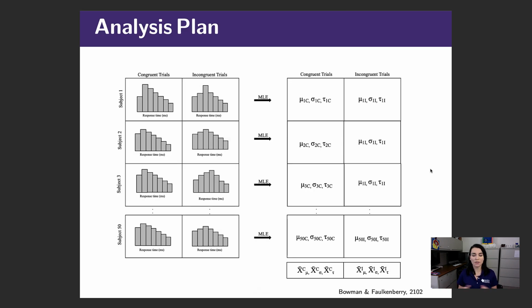So first, I took all of the data and I separated it by trial type, so congruent or incongruent trials, and then it was separated for each subject. So each subject's 2 trial types went through maximum likelihood estimation for most of our model types, and we came out to have 3 different parameters for each trial type for each participant. Well, then that was collapsed into grand means, and these grand means were compared to see if there was truly a difference in these parameters between congruent and incongruent trials.